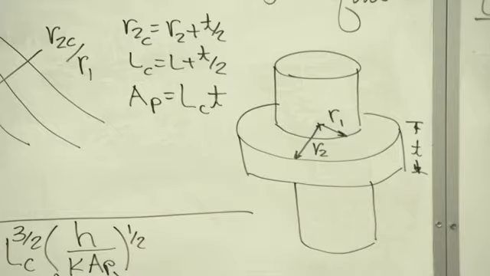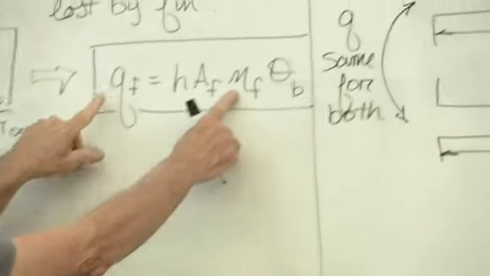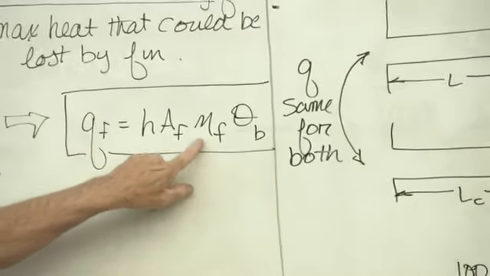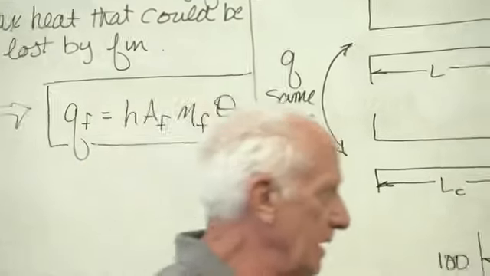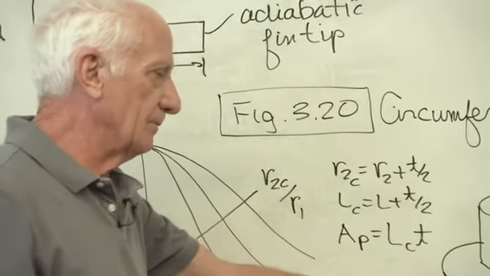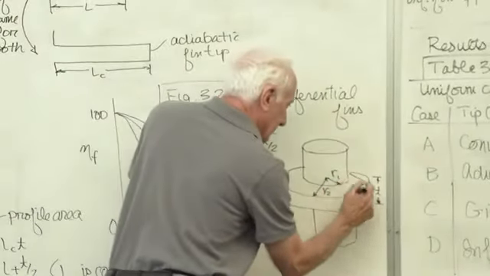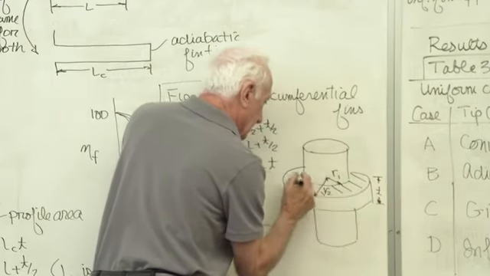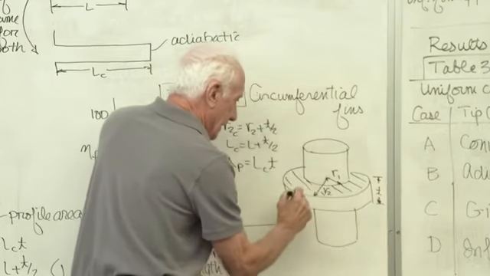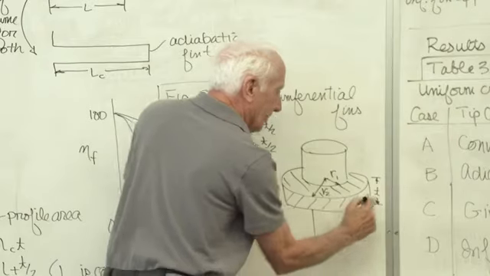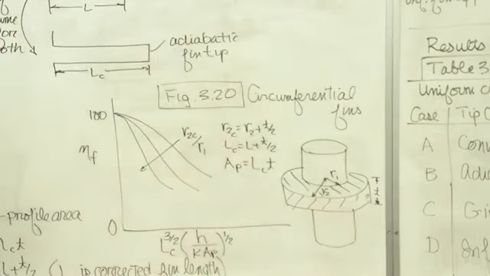Now, what do you do with that efficiency? You put it right here, because you want to find Q sub F. What's the area of that fin? Any area that touches the fluid, air for instance. That would be this area, the bottom area, and the side area. All three areas are A sub F.